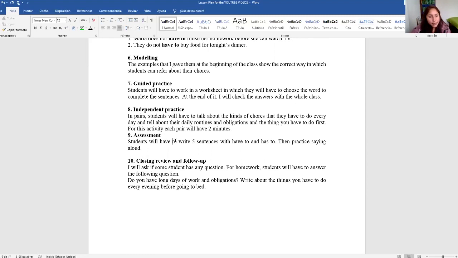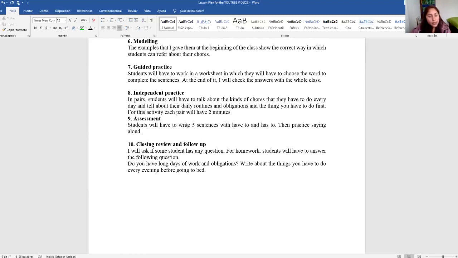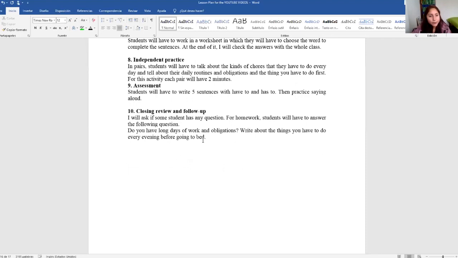Next, assessment. Students will have to write 5 sentences with have to and has to. Then practice saying aloud. So here it's important to remember the use of have to and when we have to change have to to has to. Right.